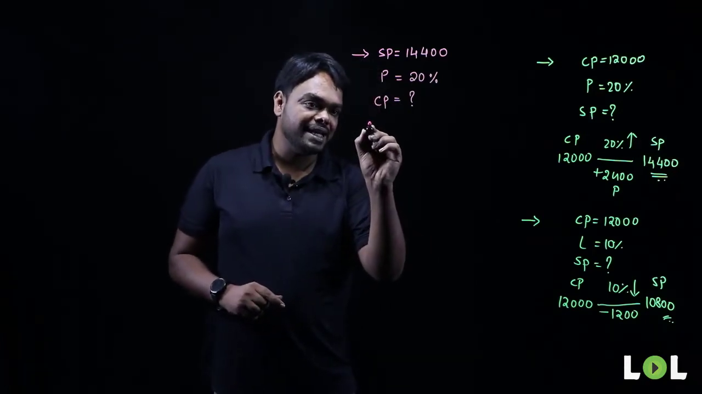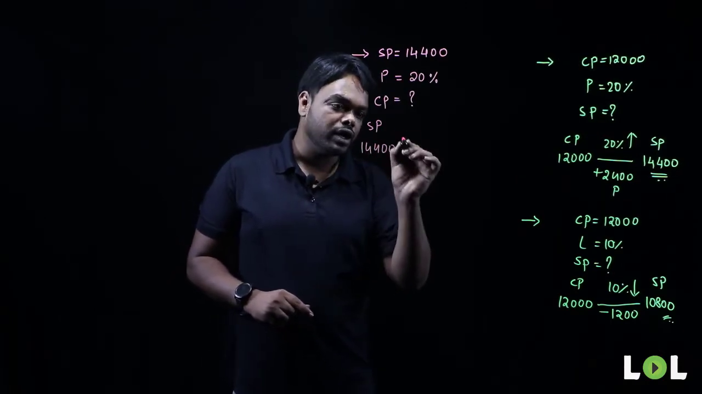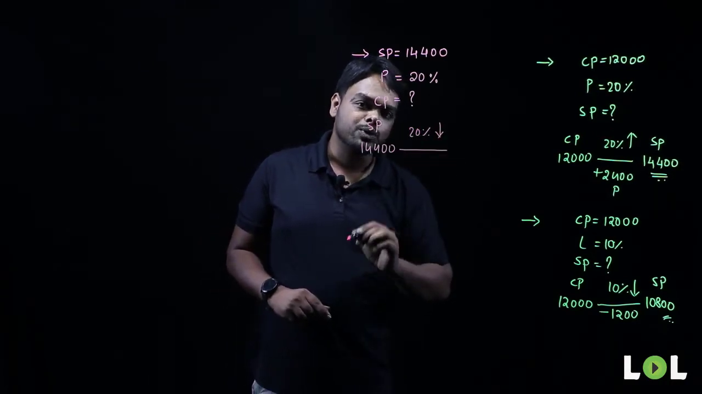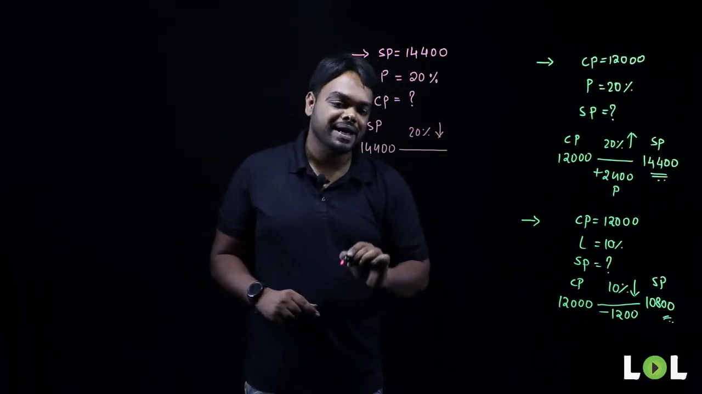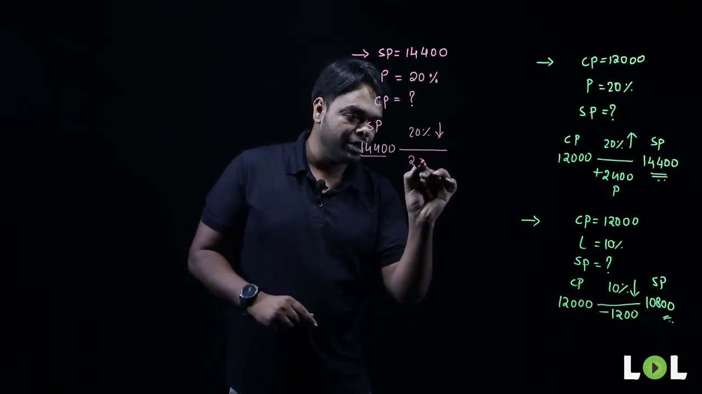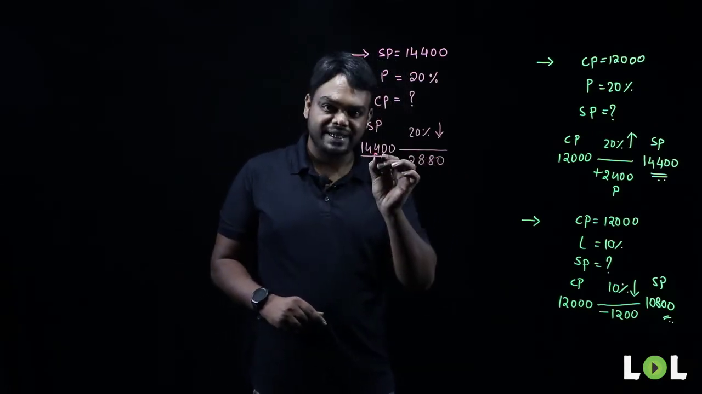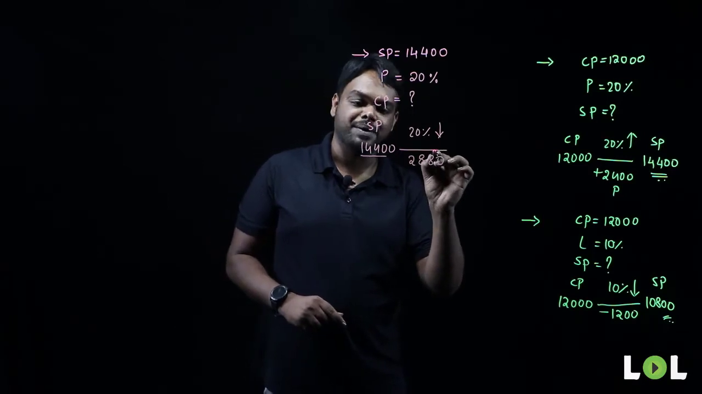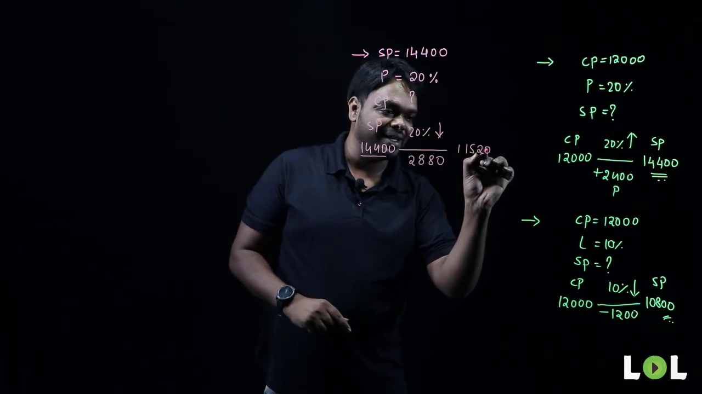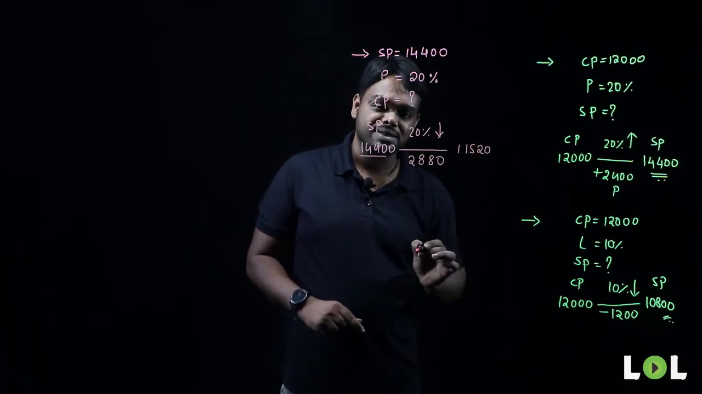Now, your selling price is 14,400. Now, you're going to decrease it by 20%. What is 20% of 14,400? 10% is 1440. 20% will be 2880. Now, if I decrease it, I should get 11,400 plus 120, that is 11,520. But am I getting 12,000 as answer?